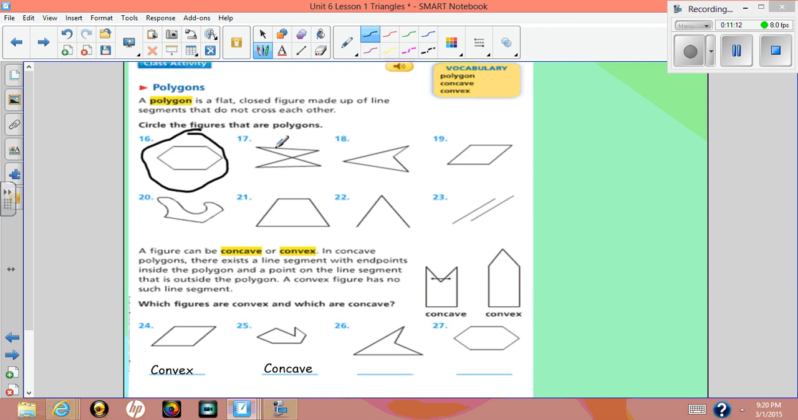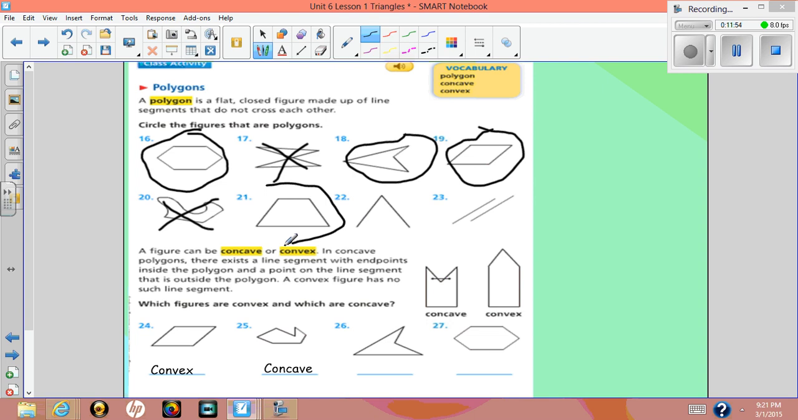Now let's look at 17. It is a closed figure, but it does not cross each other. So 17 does not fit. 18, is it a closed figure with no area that crosses? Yes. How about 19? It is a closed figure. How about 20? Now, is 20 line segments? No. It is squiggly lines. That does not fit our categories.